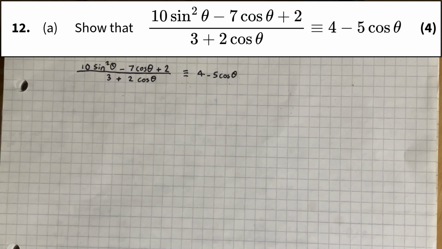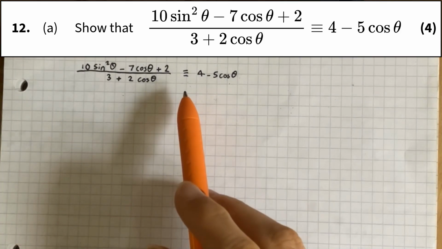This question has two parts. Part A is proving an identity. So we have to prove that this trigonometric fraction is equal to 4 minus 5 cos theta. Part B asks us to solve the identity equal to something else, like in the thumbnail. If you skip to 303, you'll be able to do that directly.